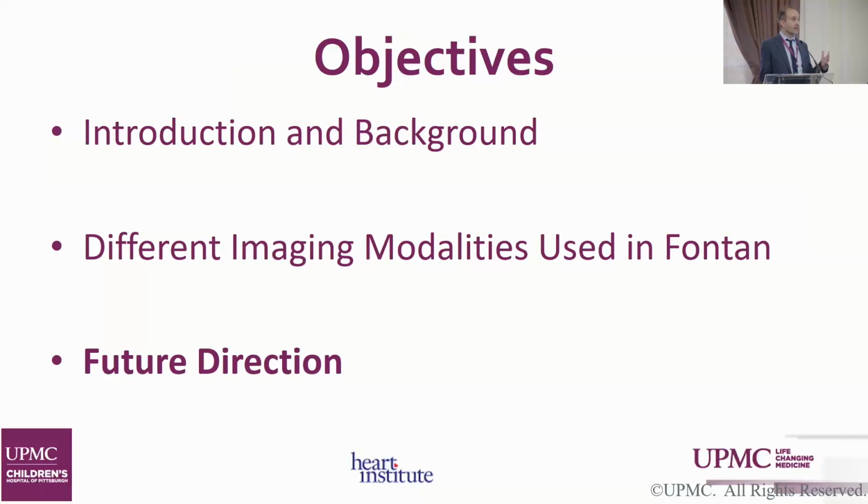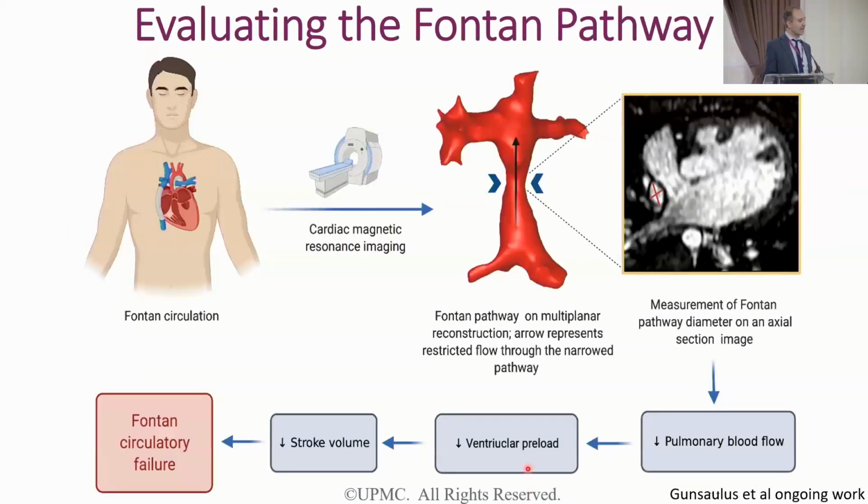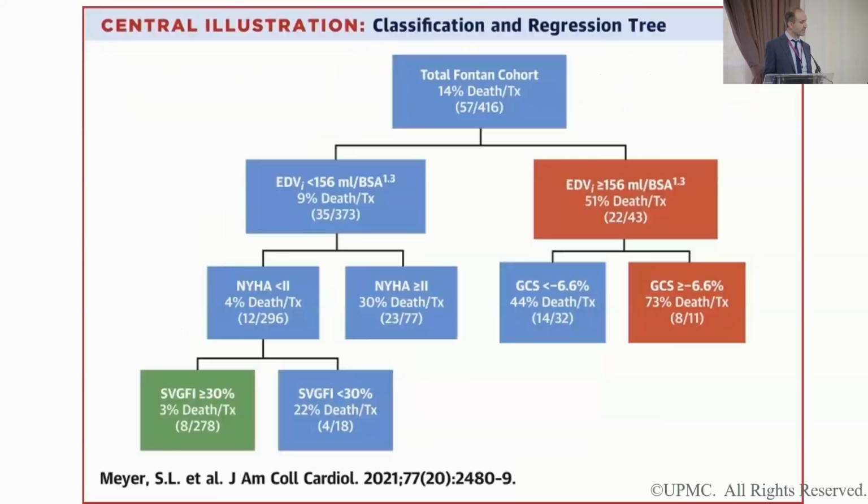And finally, the exciting part is the future directions in cardiac MRI. We're really trying to use the information from cardiac MRI to guide management post-Fontan, using cardiac MRI for routine screening. So now we can look for any Fontan pathway stenosis, which can limit the ventricular preload and result in Fontan circulatory failure over time. We can also look at maldistribution of pulmonary blood flow, which previous work has shown is associated with poor exercise capacity.